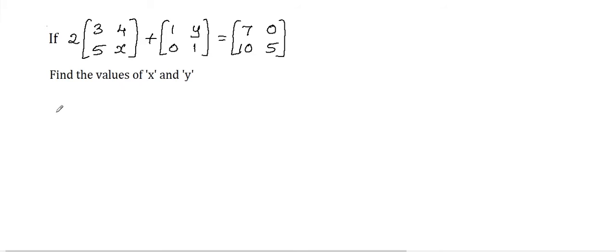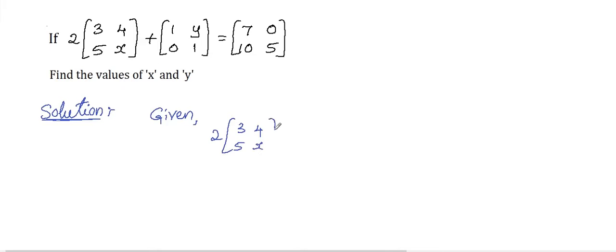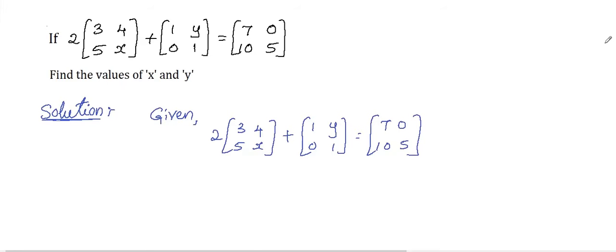Let's solve the matrix question which I have written on the whiteboard. So here we need to find the values of x and y. The given matrix is 2 times the matrix [3, 4, 5, x] plus another matrix [1, y, 0, 1] equals [7, 0, 10, 5].